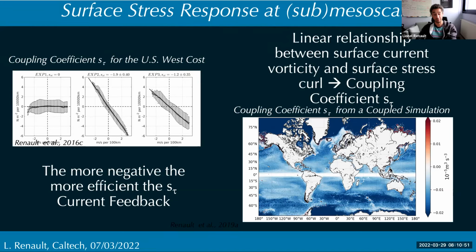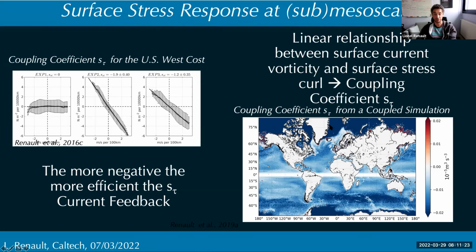But in the third case, here we are in a coupled model, so the wind can react, like in the third case in my cartoon. In that case, we still have a negative relationship, but with a weaker slope. So here for the US West Coast, it's only minus 1.2 instead of minus 1.9, but we still have that negative relationship between surface current vorticity and surface stress curl. And then we can estimate those coupling coefficients everywhere over the world. For example, here it's from a coupled simulation over 30 years at 1/12 of a degree. Just ignore the very bluish values here.